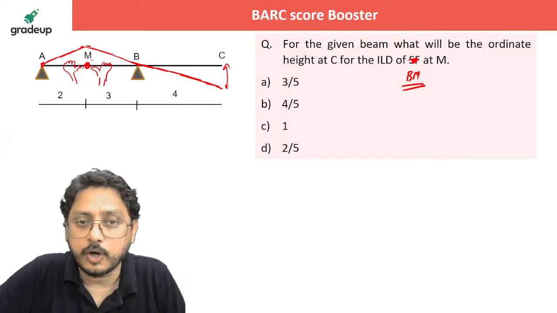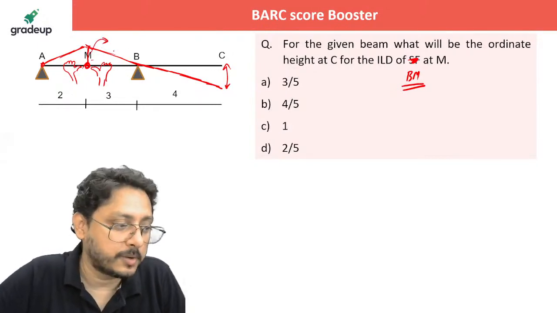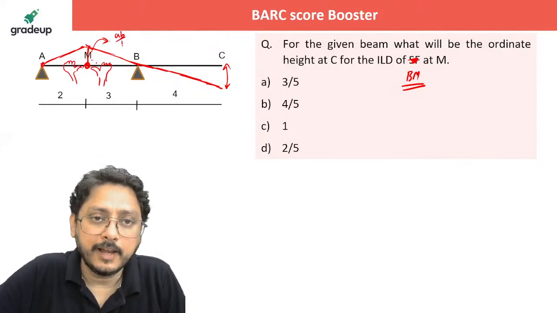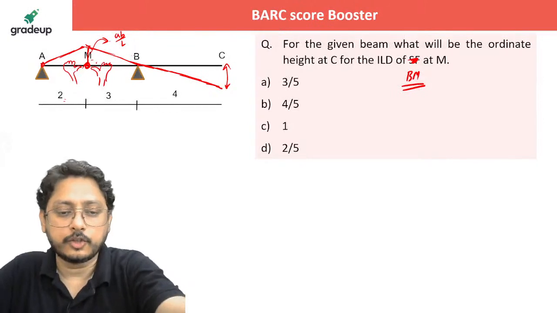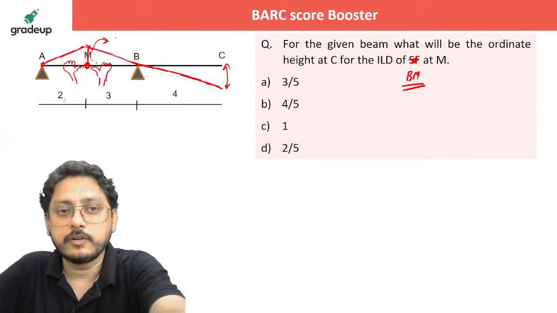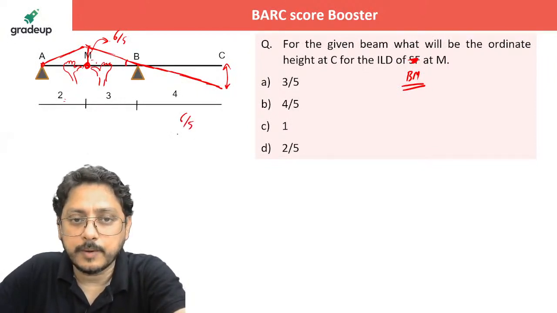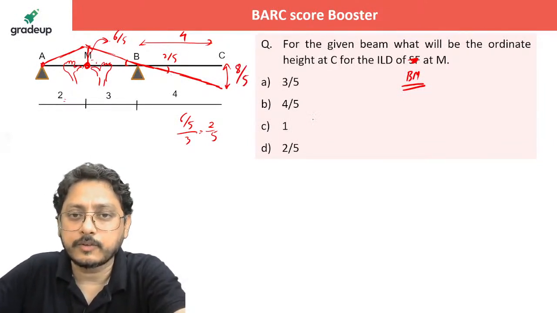Now if he's asking what is the ordinate height at C, can you tell me what is the height at this location? That you need to remember. It is ab by L. So 2 into 3 by 5, that is 6 by 5. Here the height is 6 by 5, isn't it? So I'll write it down, 6 by 5. Then if I ask what is this angle, 6 by 5 divided by 3 will become 2 by 5. So here it is 2 by 5. If it is 2 by 5, multiply with the length, and it will become 8 by 5. That's all. This is the correct one.